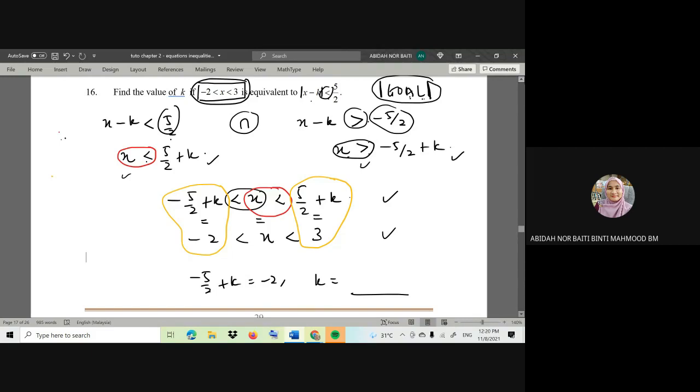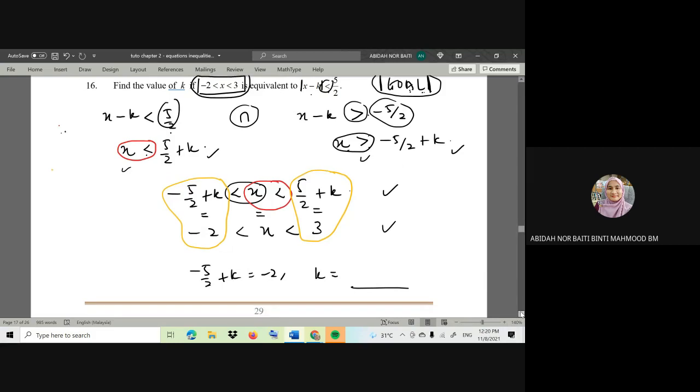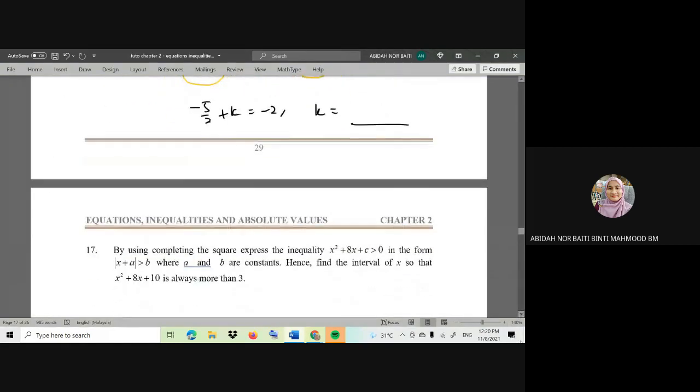Tak ada soalan ya? Okay, for the last question, kita last question. Number 17 dah buat ke belum? Number 17 ni. Number 17 dah buat dah? Tak tahu, using madam.